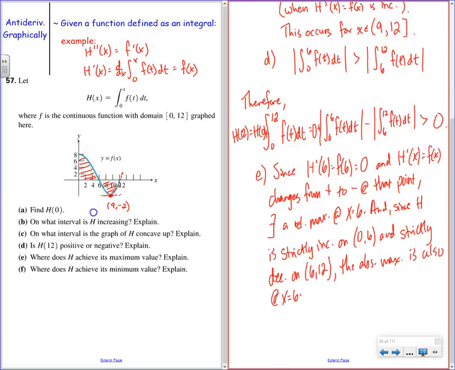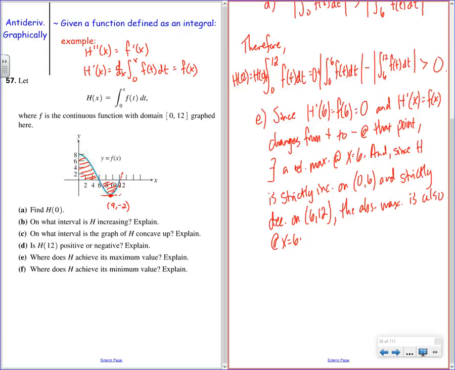Probably summarize that a little bit quicker, but long story short, your function is strictly increasing before, strictly decreasing after. Of course, the absolute max must be a relative max. And what are we doing? Ruling out the endpoints. And why did I bring that up? Letter F says where is the minimum, and you guys don't have a relative min, so that wouldn't work.